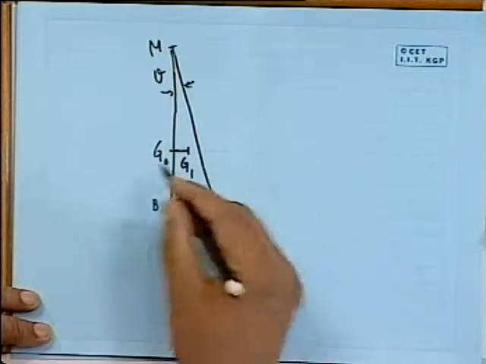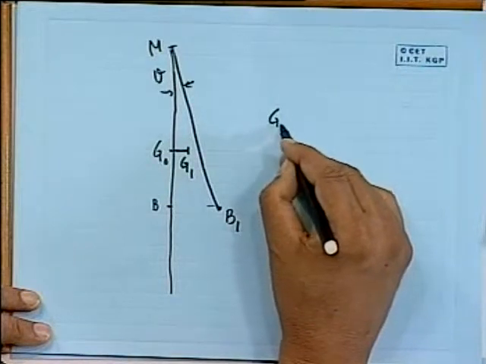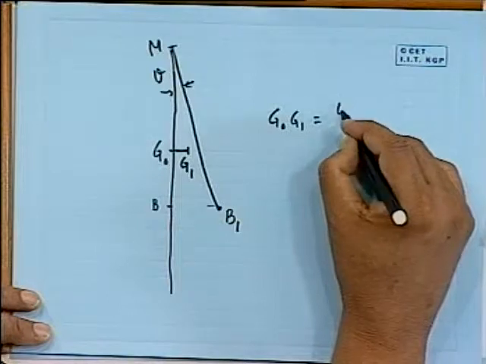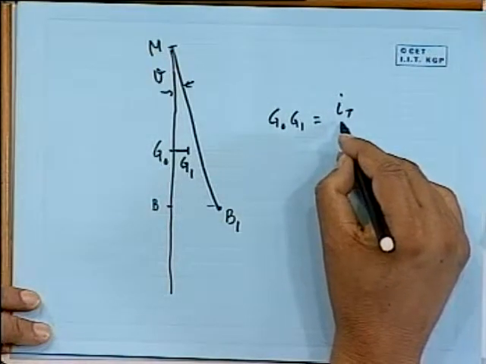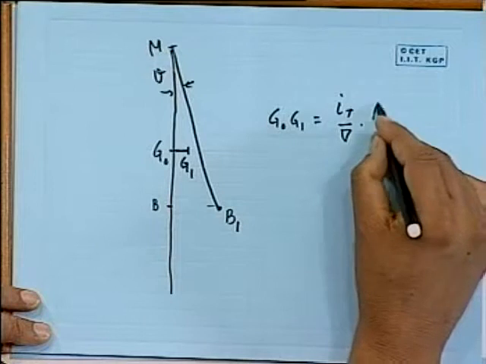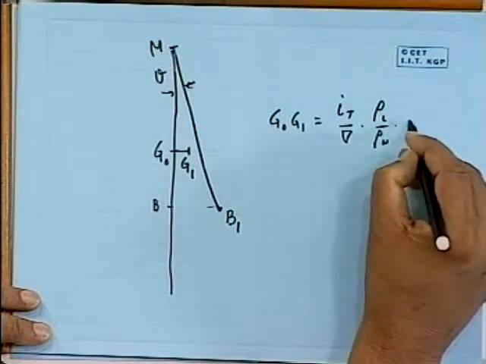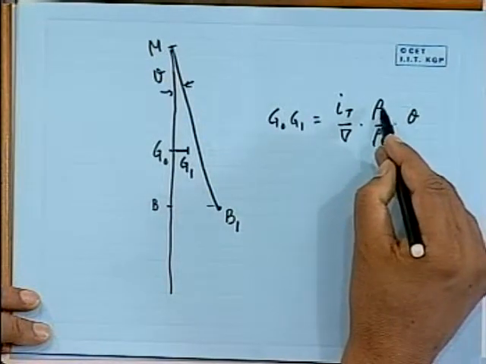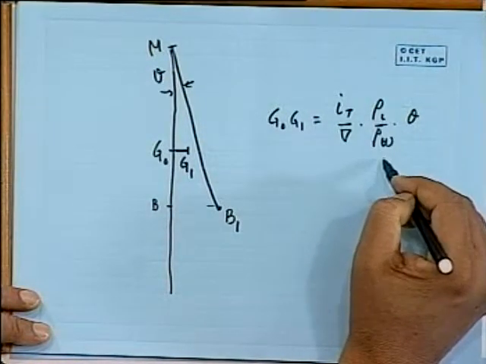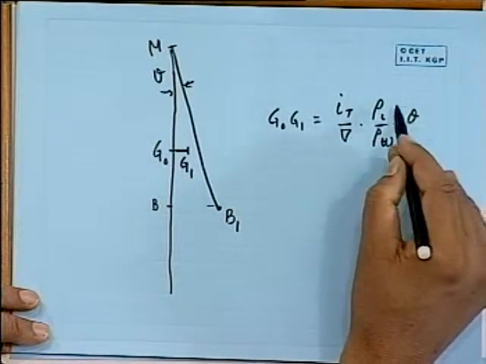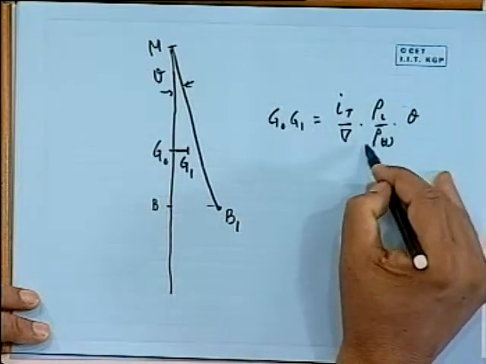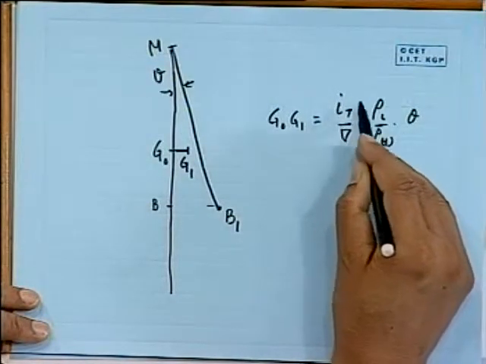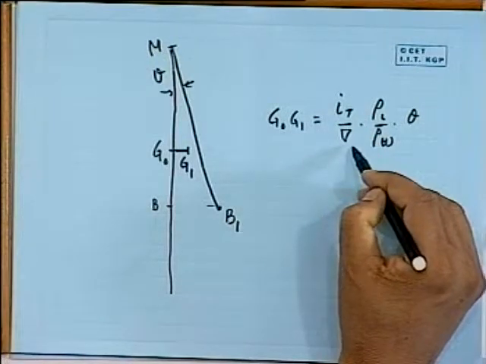G, or G0, as some people call it. So G0G1, what I found out, is I of the tank divided by volume, times rho of the liquid by rho of water into theta. The ratio of the density of the liquid to water, sometimes you can call that the specific gravity of the liquid, although better not to call it that, since this can be salt water density. The moment of inertia of the tank is divided by the volume of the ship.